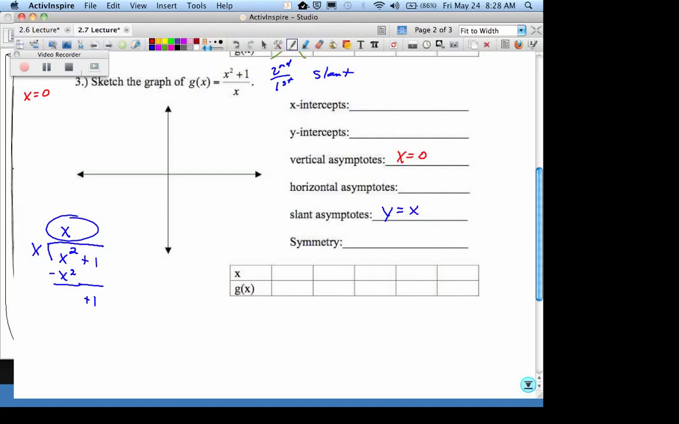So if I have a vertical asymptote at 0, x equals 0. My slant asymptote is y equals x. So that means it's got an intercept of 0 and a slope of 1. So up 1 over 1. Up 1 over 1. Up 1 over 1. So it's this set of dots right here.